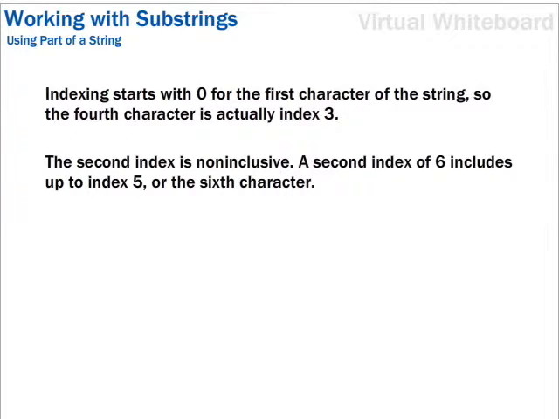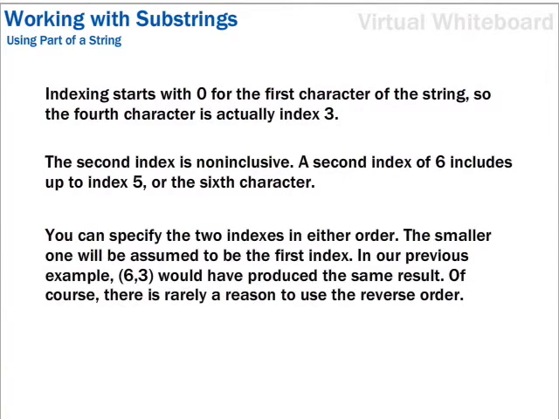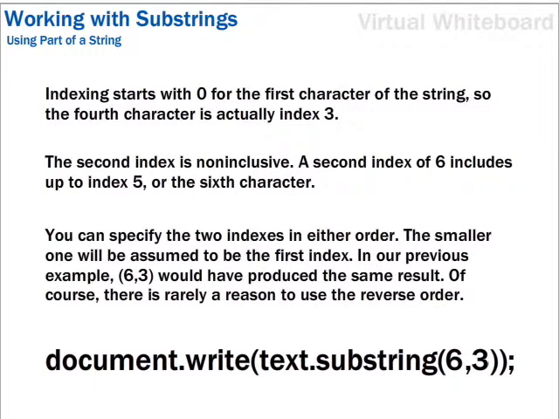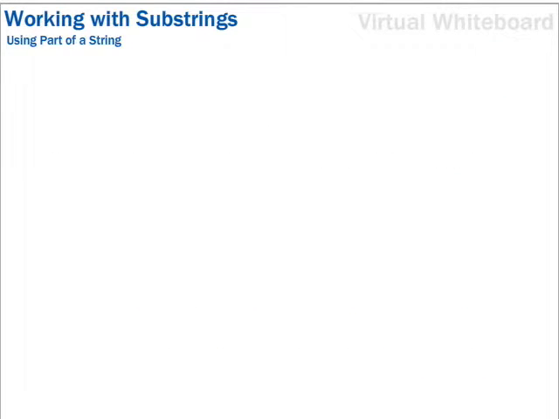A second index of 6 includes up to index 5, or the 6th character. You can specify the 2 indexes in either order. The smaller one will be assumed to be the first index. In our previous example, 6, 3 would have produced the same result. Of course, there is rarely a reason to use the reverse order.